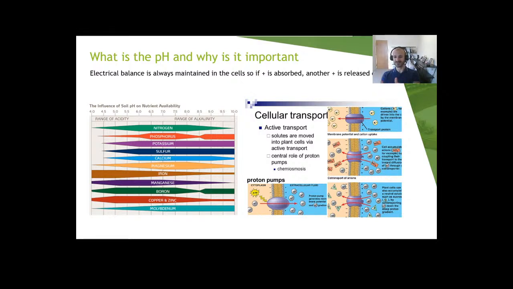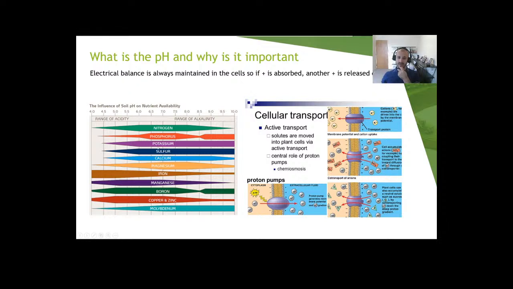So I'm not going too much into the details on this. I'm not going to talk about proton pumps, etc. But I want you to understand that the pH can actually influence a lot the absorption of nutrients inside the roots and inside the cells as well. Here we also have a chart of ranges of availability of all the nutrients important for agriculture.